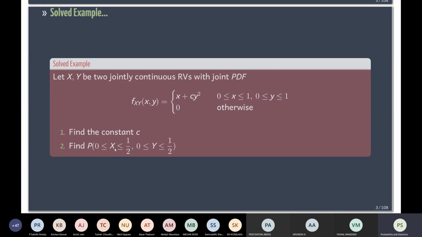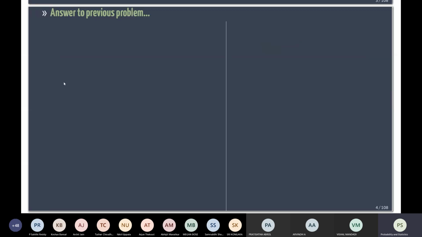So this is the rectangle, this one, right? It's half here and half here. We have to find the probability that X and Y are in this rectangle. So let us try to quickly solve this. The solution to this, let us say part (a).